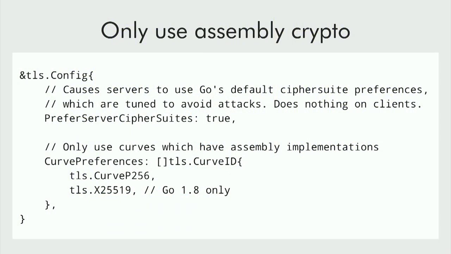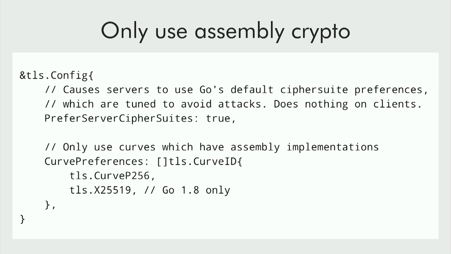So as long as you're using TLS 1.3, or anyway, as long as you're allowing Go to choose the cipher suites, and you're on x64 architecture, you're going to use these fast implementations, which is important not only for speed, but for security too, because these are guaranteed to be constant time so they don't have side channel leaks. How you do that is by telling Go to prefer the server cipher suite ordering so that it can choose the ones that it prefers, and by specifying the two curves that have assembly implementations in the curve preferences config object.